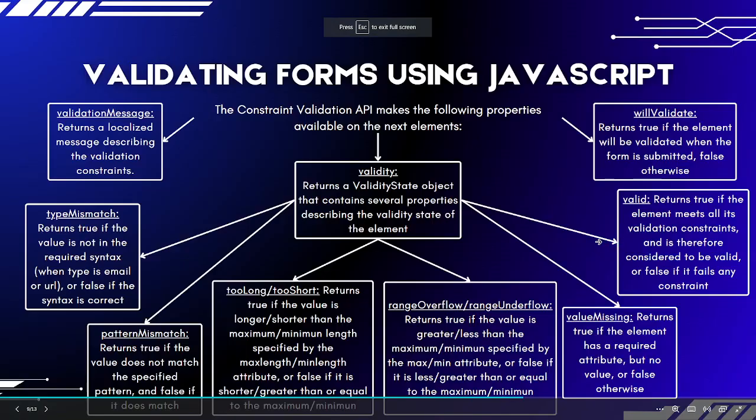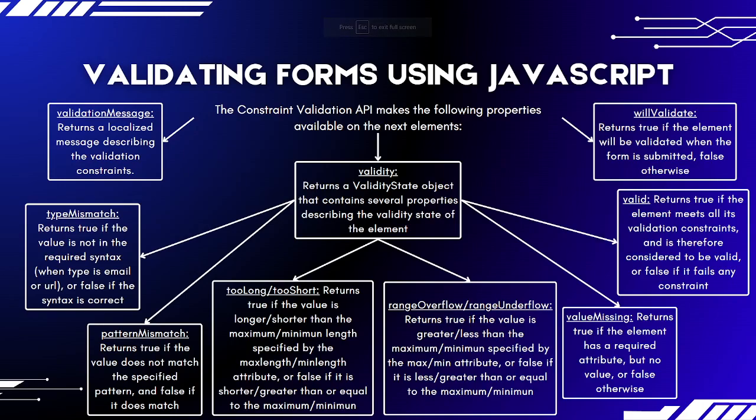Now let's go with validating forms using JavaScript. Here we are going to use an inner API, the Constraint Validation API, that makes the following properties available on the next elements. We are going to have the validationMessage property that returns a localized message describing the validation constraint. Then willValidate returns true if the element will be validated when the form is submitted, false otherwise, and we are going to work mostly with this.